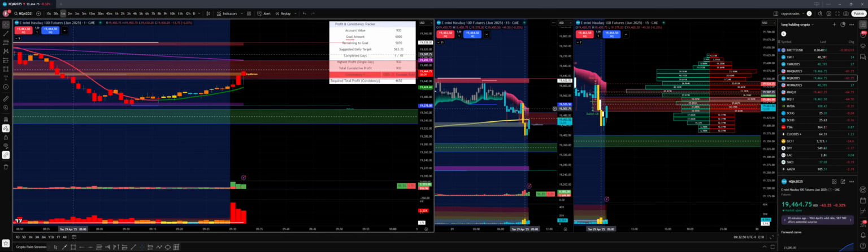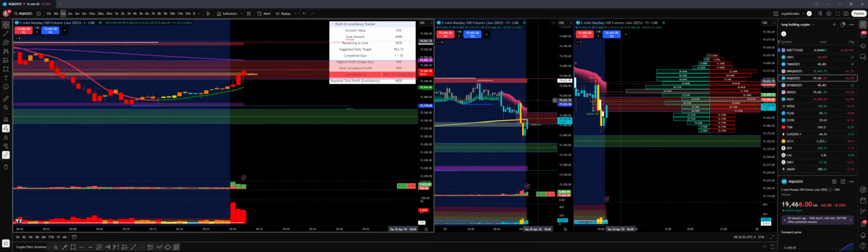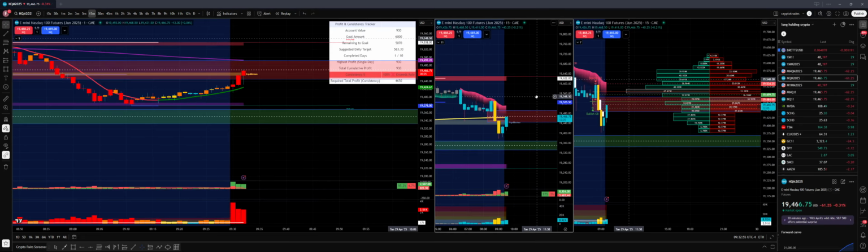All right, looks like we're hitting the 200 moving average on the 15-minute chart. Going above it a little bit. All right, going a little deeper into this sell zone. That's fine. We're fine with that.